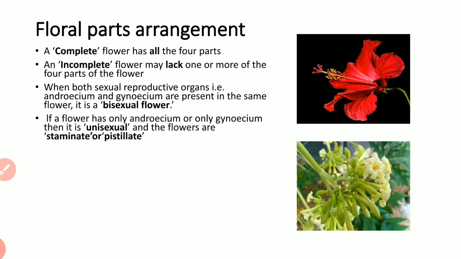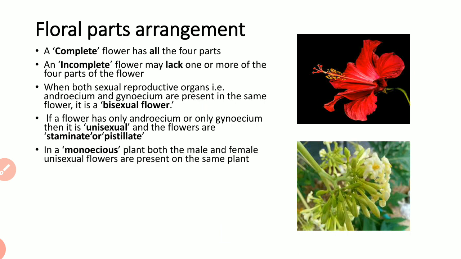If a flower has only androecium or gynoecium, then it is called a unisexual flower. If the flower consists of only androecium, it is called a staminate flower. If the flower consists of only gynoecium, it is called a pistillate flower. The overall terminology is unisexual flower; uni means only one sex in each flower.